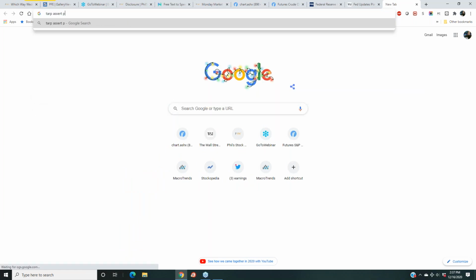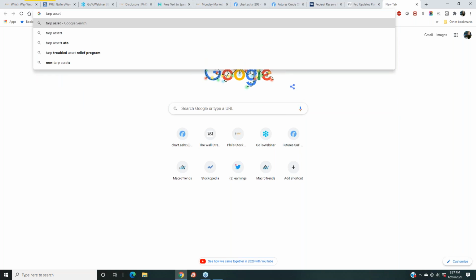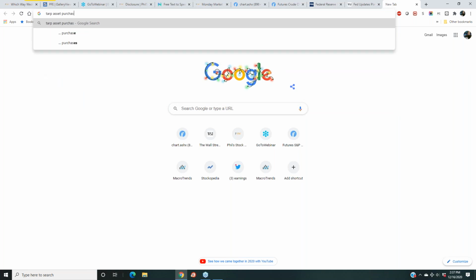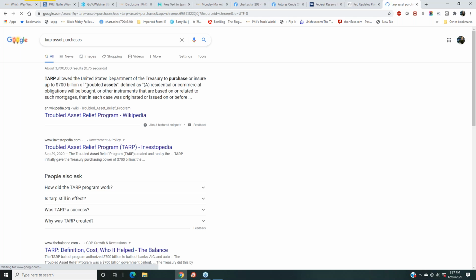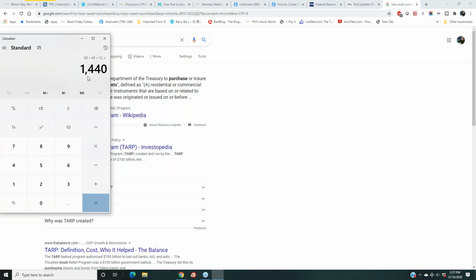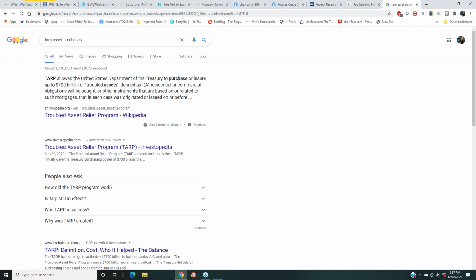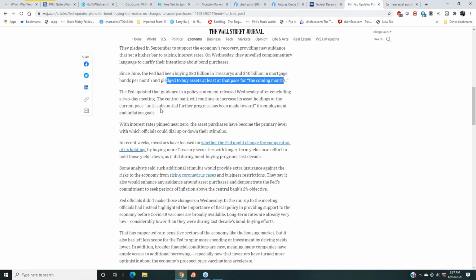TARP asset purchases. The United States Department of Treasury purchasing and short 700 billion of assets. Okay, this is 1.44 trillion, double. This is double TARP. So the market better be at all-time highs, because what the frick else could we possibly do?